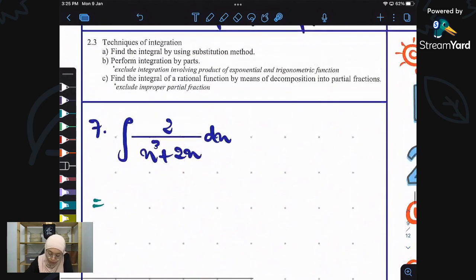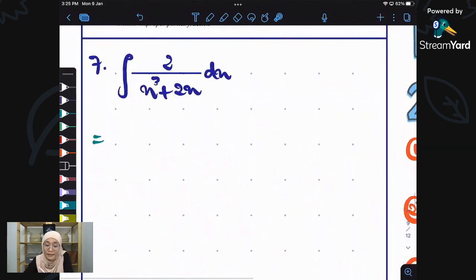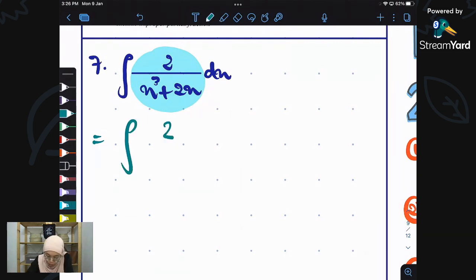Okay, so now we are going to start with question number 7. This is the only question where I will be teaching partial fractions, so listen very carefully. What I'm going to do right now is not bring the 2 outside of the integral. No, I won't do that. I just want to change all of this into partial fractions. But before I do that, I would like to factor out the x outside of the x cube.